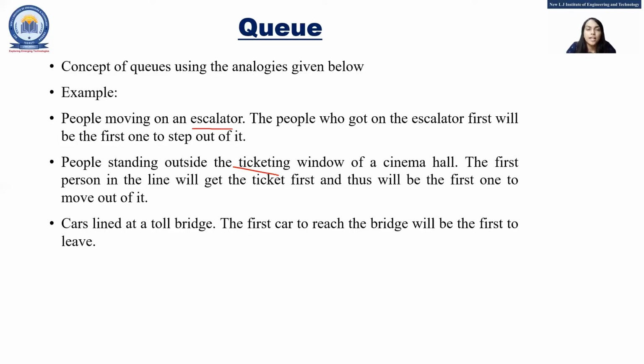Again, cars lined at the toll bridge. So the first car to reach the bridge will be the first one to leave, right? So it is a simple queue. As we know in English, what is a queue? Queue is basically a line, right? And in that line, whoever is first is the first to move out, right?